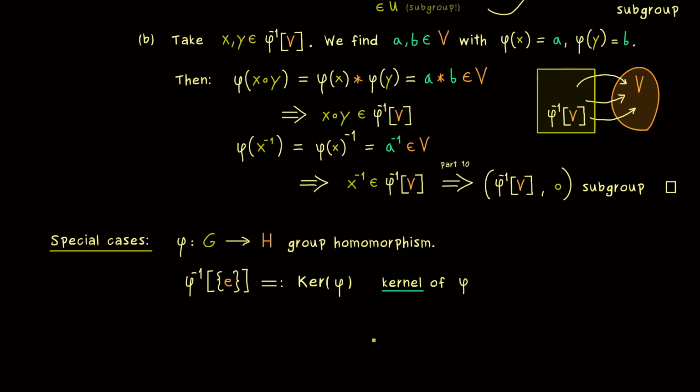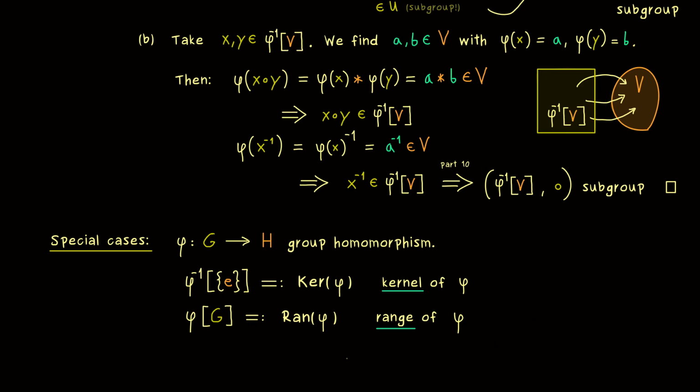So you can remember here, everything that is sent to the neutral element in H forms a subgroup and it's called the kernel. On the other hand, we also know the biggest subgroup we have, and this is just the set G itself. Therefore, we can also look at the image of G under phi. So this is the largest image we have. And therefore, I usually call it the range of the map phi.